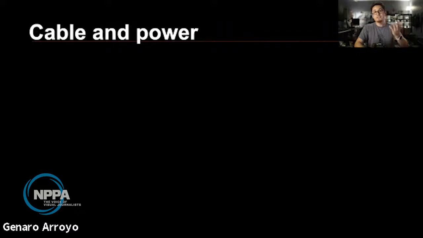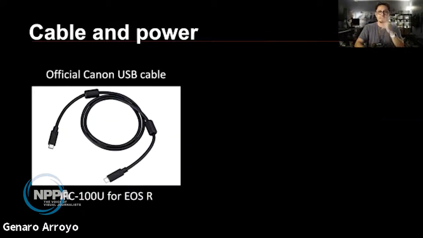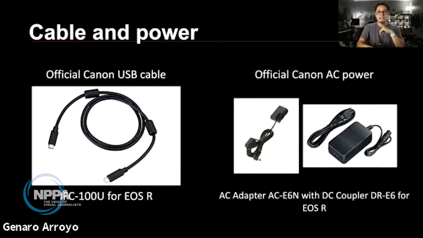So exactly what do you need? Well, first one being the cable. Obviously, we like to recommend the official Canon USB cable, which for the EOS R is the IFC-100U. Totally just runs off the tongue right there. And then also, we like to recommend the power adapter.